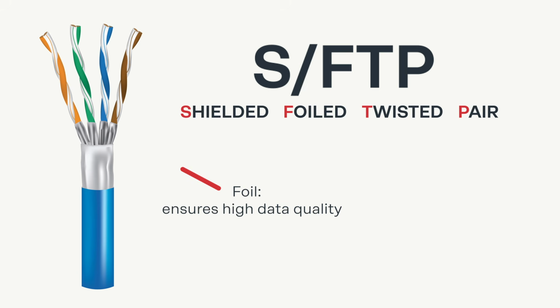Furthermore, the foil that is covered and beneath these four pairs of cable gives an extra protection to ensure good data communication flows, to make sure that you get good data quality on the cable. Last but not least, the TP stands for twisted pair cable, so that means that the four pairs of cable are twisted, and that means that you get good data communication within the cable.